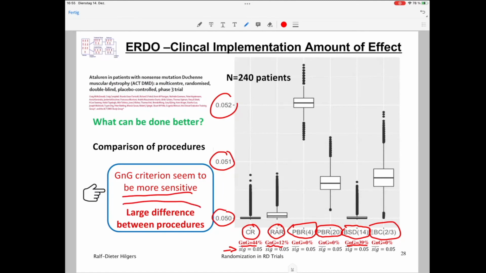Large differences between the procedures are observable, and you can do that simulation by picking the allocation bias you think fits best to your design, together with all the other perspectives like sample size and so on and so on.